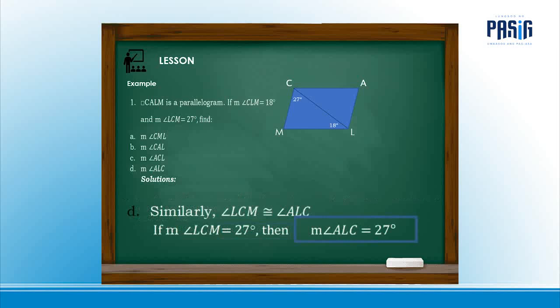Solutions for letter D to find the measure of angle ALC. Similarly, angle LCM is congruent to angle ALC. If the measure of angle LCM is 27 degrees, then the measure of angle ALC is also equivalent to 27 degrees. Therefore, measure of angle ALC is equal to 27 degrees.